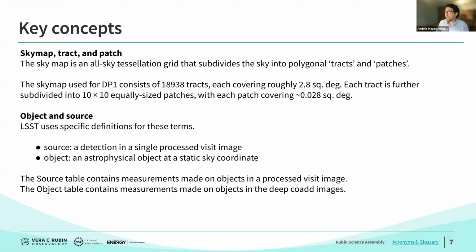There are also concepts about what an object and a source are, because the LSST uses specific definitions for these terms. A source is a detection in a single processed visit image, and an object is an astrophysical object at a static sky coordinate. So the source table contains measurements made on objects in processed visit images, and the object table contains measurements made on objects in the deep coadd images.